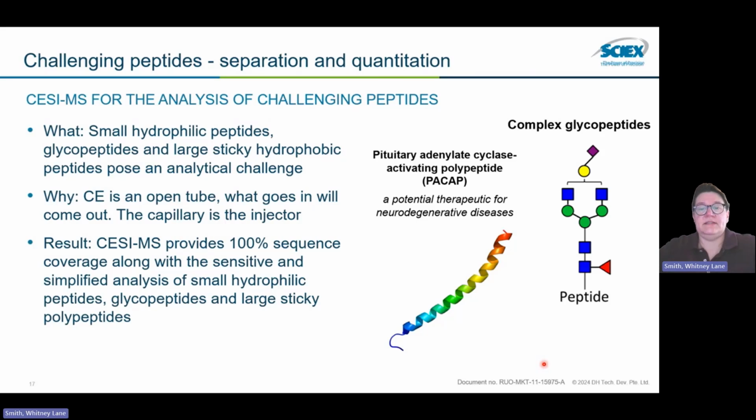Here, we're just going to talk about some examples of what we've done with CESI. My colleague Steve Locke has done PACAP and glycopeptides. The problem with a lot of proteins is that they do tend to stick. But CE is an open tube, and what we typically do is rinse with base to remove anything that sticks in the capillary, so we have very low carryover. Also, whatever goes into the capillary comes out eventually, so we get a good signal.